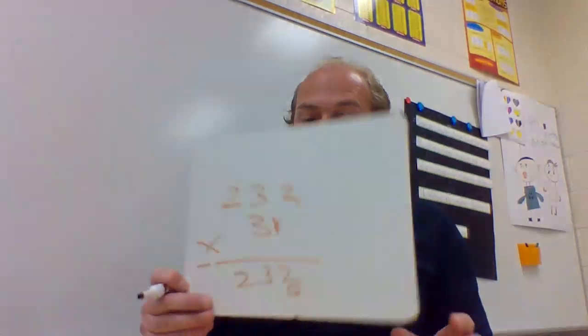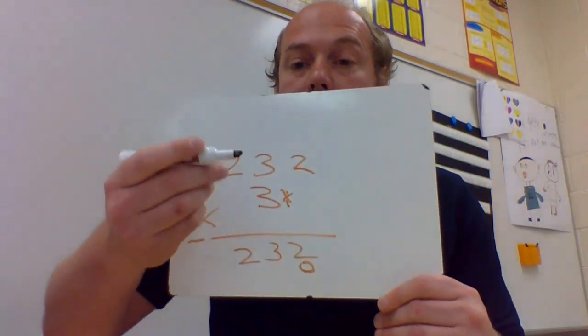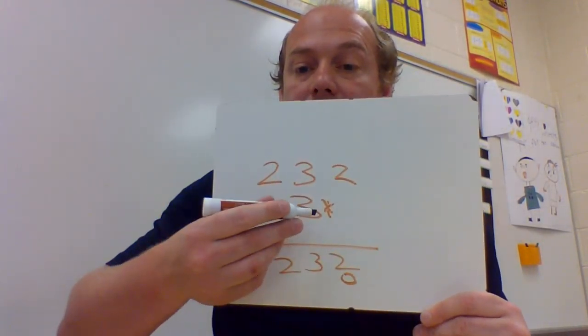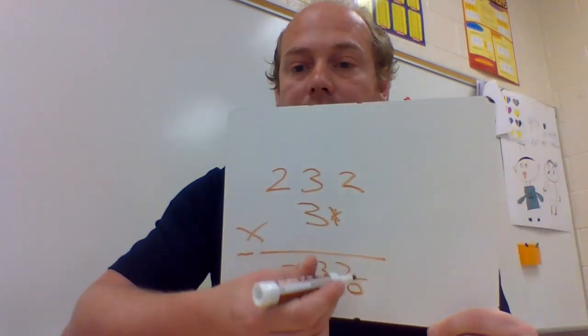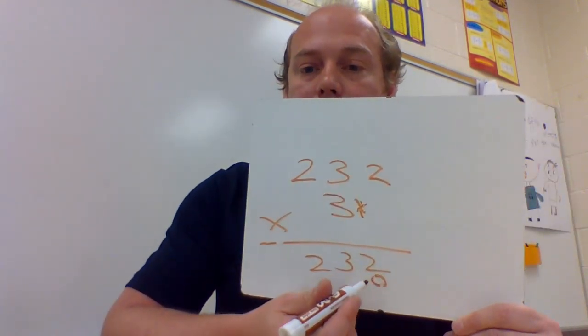Now what we're going to do, very important, we're going to mark out the 1 and put a 0 right here. Marking out the 1 is going to signify that you're going to put a 0 down here. I'm backwards. A 0 down here. Alright. So then we're going to start multiplying all the numbers by 3.